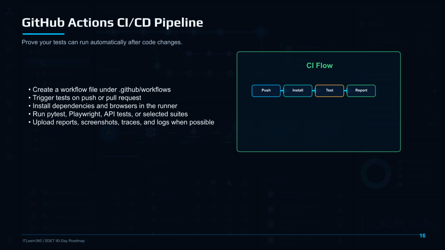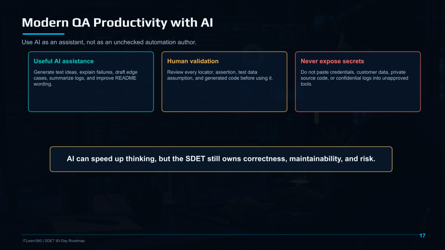in QA automation. Modern QA productivity with AI can help, but it must be used responsibly. AI can assist with generating test ideas, explaining failure messages, drafting edge cases, summarizing logs, improving README documentation, or suggesting a starting point for code. However, AI should not be treated as an unchecked automation author. You must review every locator, assertion, test data assumption, generated script, and explanation.